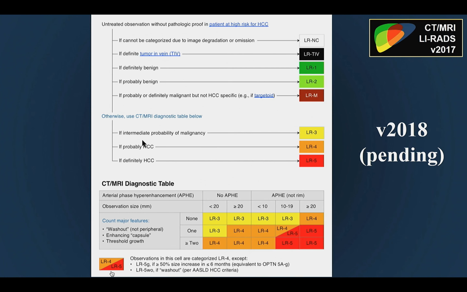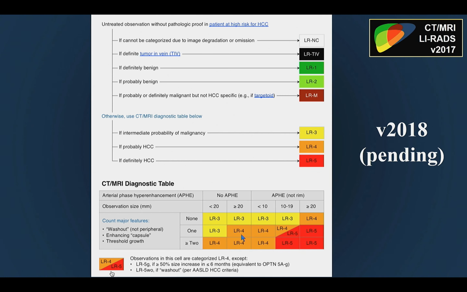And the change is down here in the table. We used to have this very complicated cell right here, the 10 to 19 millimeter observation that had arterial phase hyperenhancement, and one of these major features, washout, enhancing capsule, or threshold growth, right?